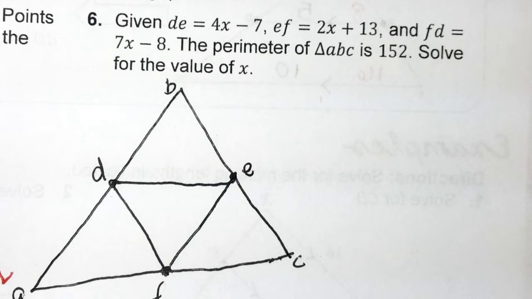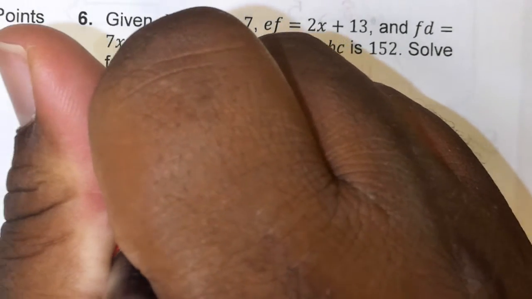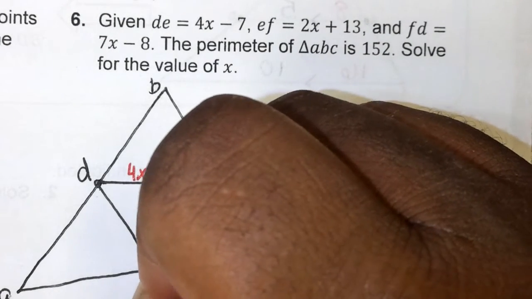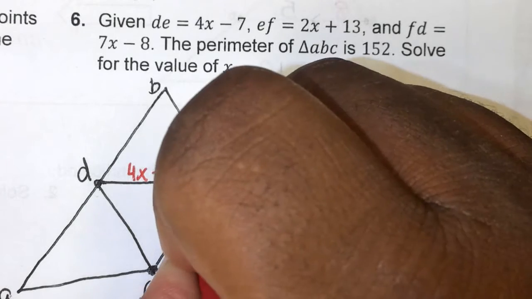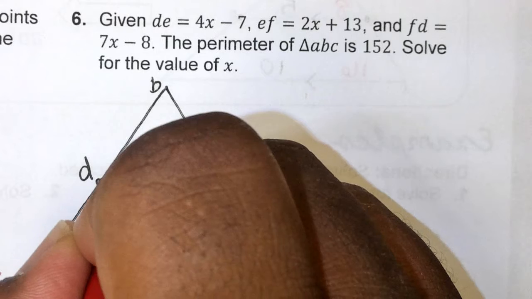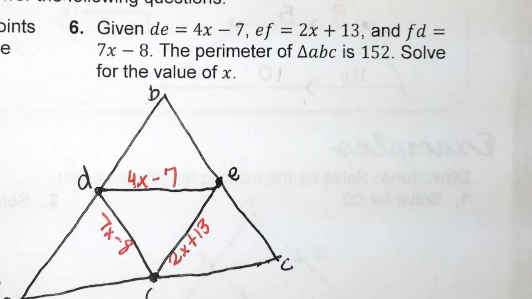After that, you want to label. It says given DE is 4x minus 7. So DE is 4x minus 7. EF is 2x plus 13. FD is 7x minus 8. They say the perimeter of triangle ABC is 152. Solve for the value of x.